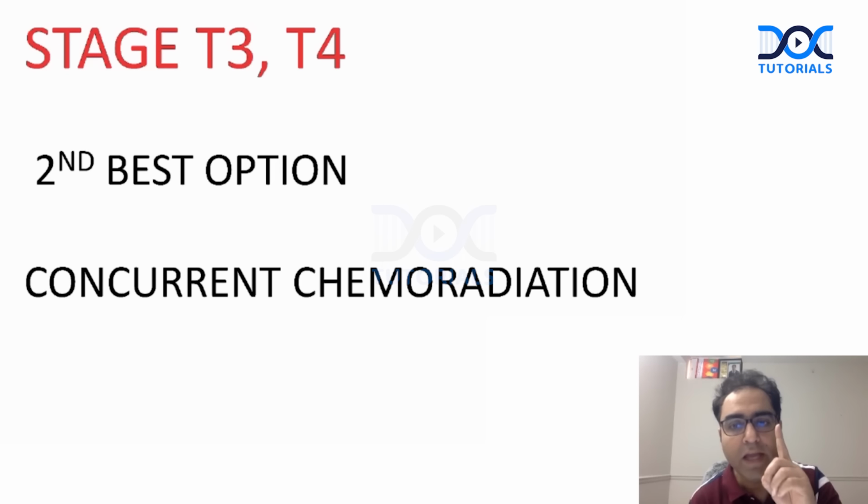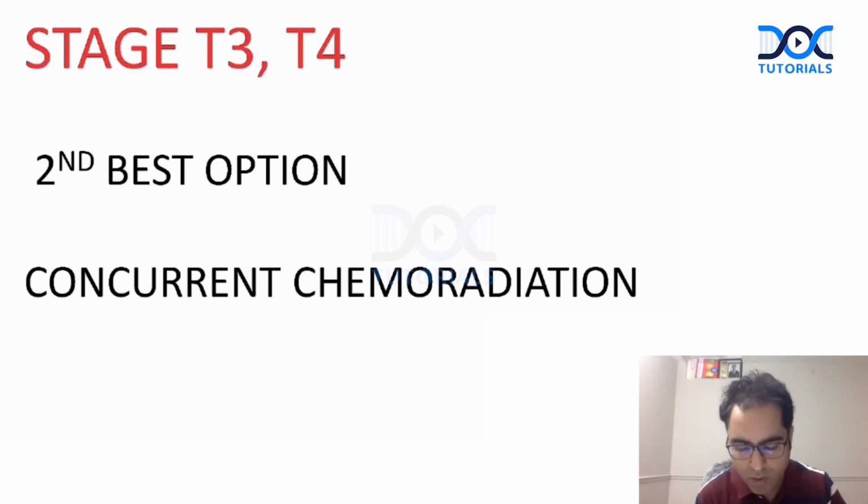Let's revise once again. T1 is one structure involved. T2 is more than one structure involved. T3 means vocal cord fixed, or there is immobility of vocal cord, or some space involvement is mentioned. T4 is thyroid cartilage invasion or extralaryngeal extension into neck structure is mentioned. T1, T2 radiotherapy. But for T1 glottic cancer nowadays, we should mark CO2 laser surgery as the number one choice. For T2, the second best option is partial laryngectomies. For T3, T4, definitely total laryngectomy with radiotherapy, but the second best option is concurrent chemoradiation.